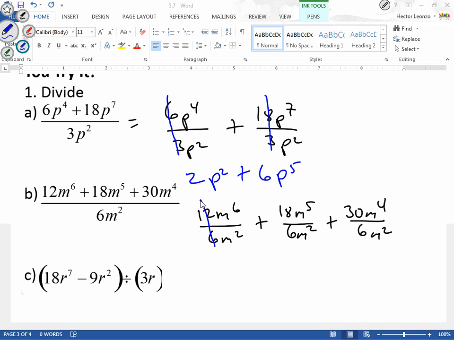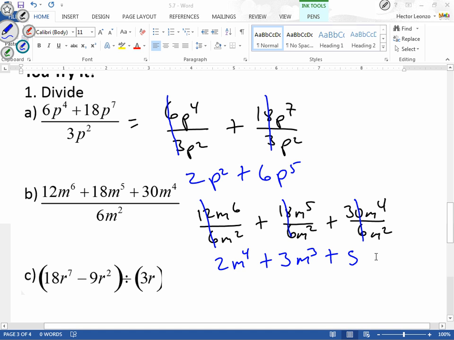So numbers-wise, 12 divided by 6, that's 2. Letter-wise, m to the 4th, because I subtract my exponents. My plus, numbers-wise, 18 divided by 6 gives me 3. m to the 3rd, because I subtract my exponents. On the last one, 30 divided by 6 is 5, and m to the 2nd.